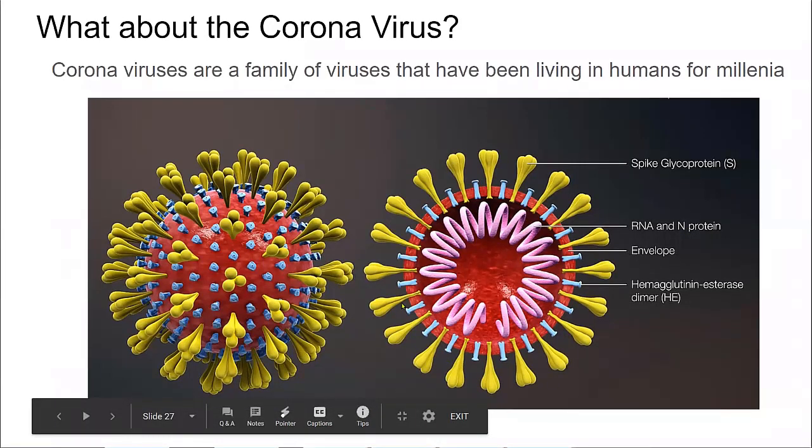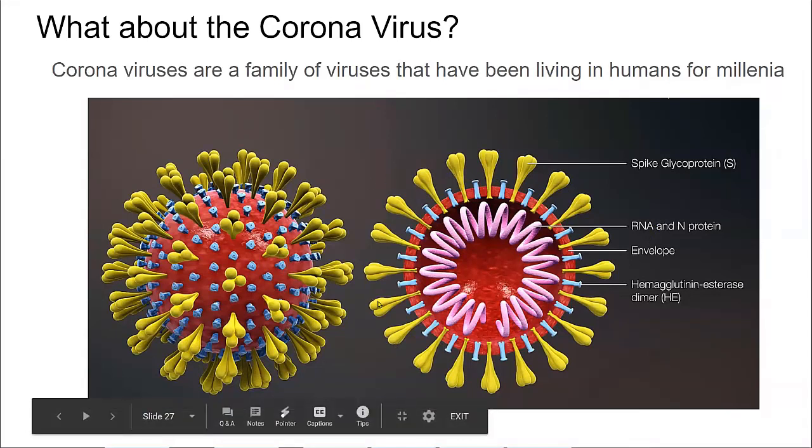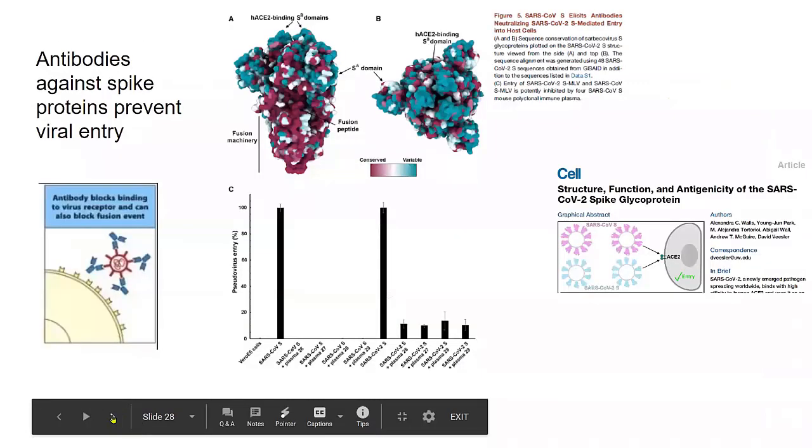So the same structure as you've seen before, some nucleic acid on the inside. It is RNA for the coronavirus, and then these proteins on the outside that allow it to bind to cells and infect them. Good news first.